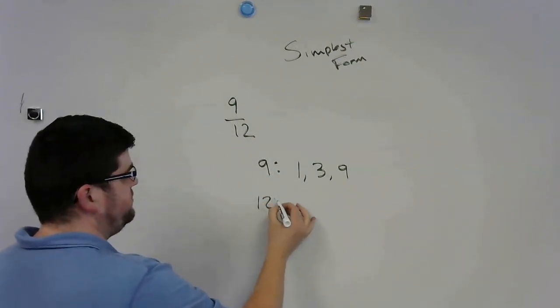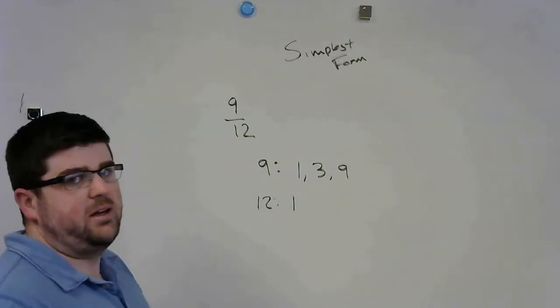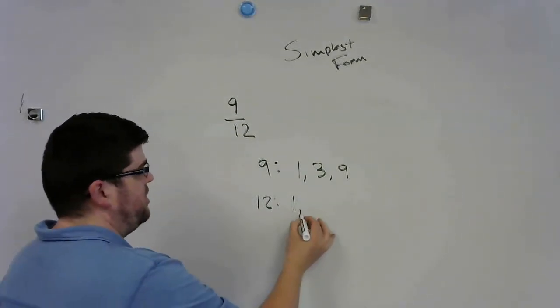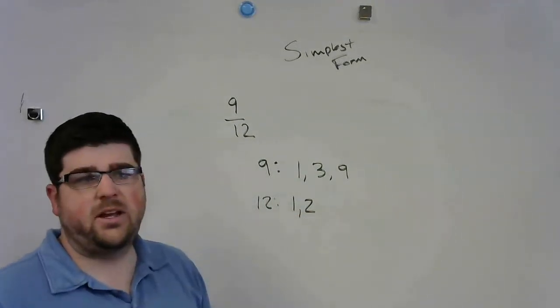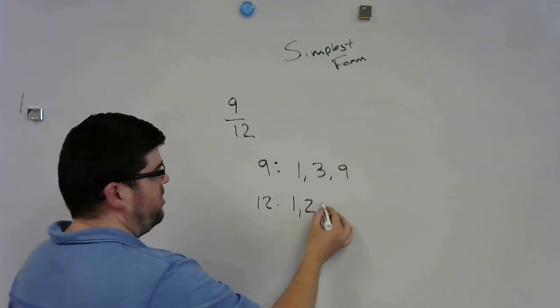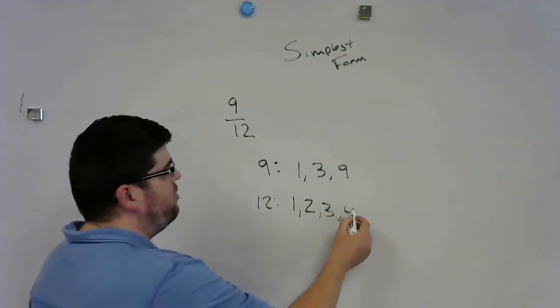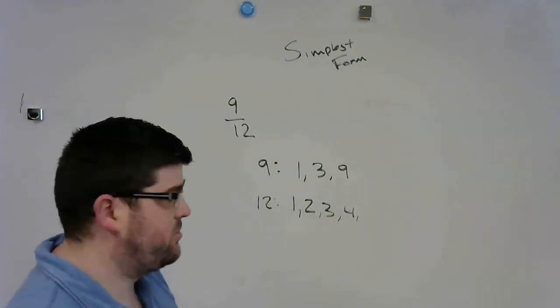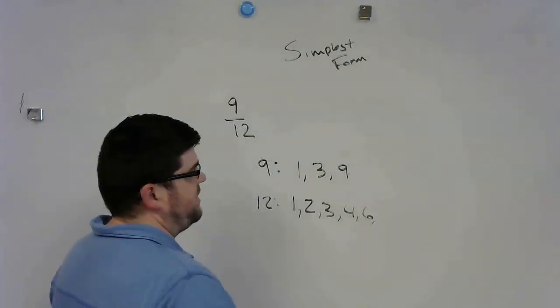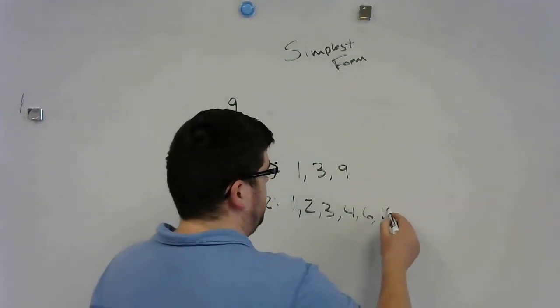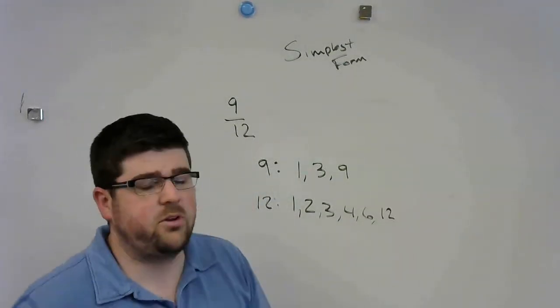12. 1 is a factor of 12. I can do 1 times 12. 2 is a factor of 12. I can do 2 times 6. 3 is a factor of 12. I can do 3 times 4. 4 is a factor of 12. I can do 4 times 3. 6 is a factor of 12. I can do 6 times 2. And 12 is a factor of 12. I can do 12 times 1.